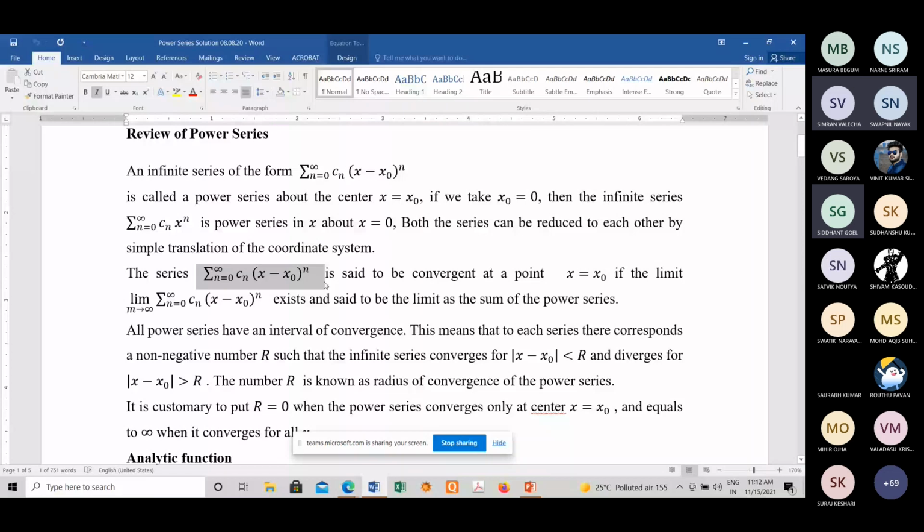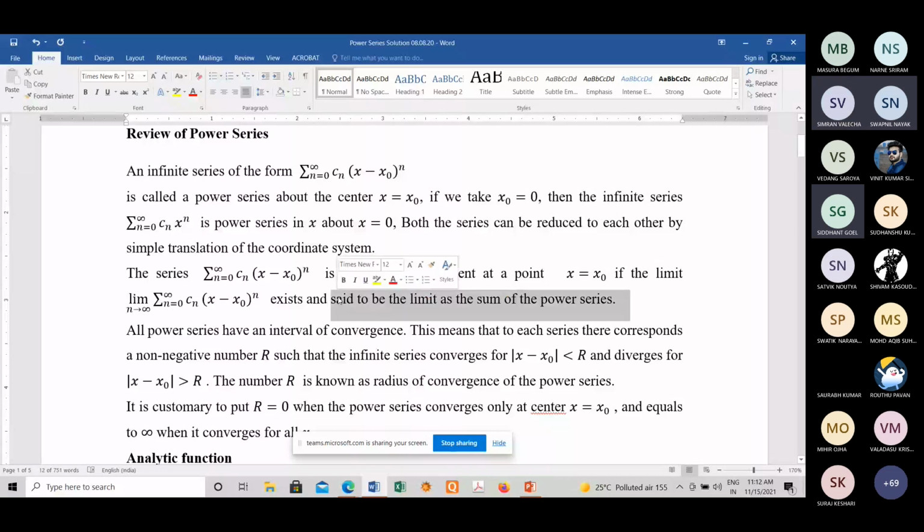The series is said to be convergent at the point x equal to x naught if the limit, as n tends to infinity, of summation Cn (x minus x naught) to the power n, n varying from 0 to infinity, exists. Whatever comes is said to be the limit, the sum of the power series.